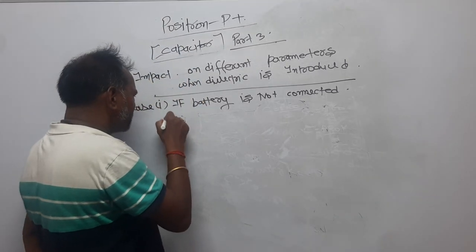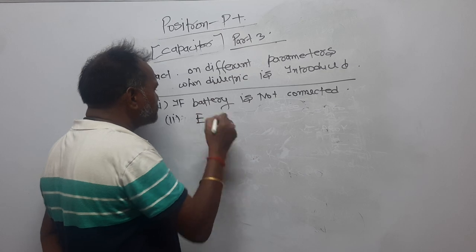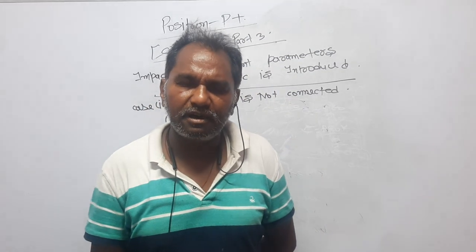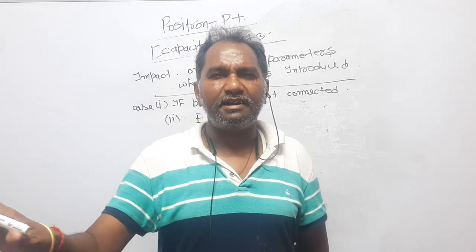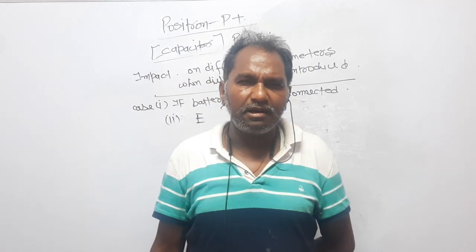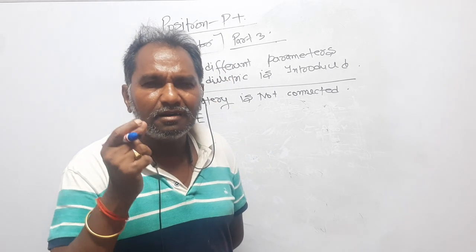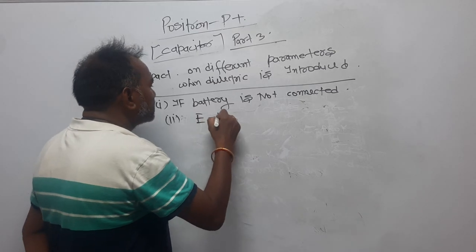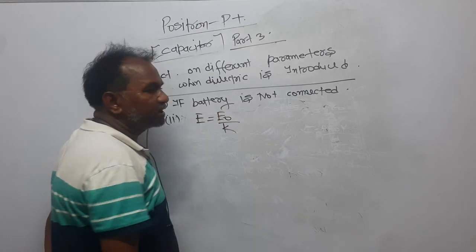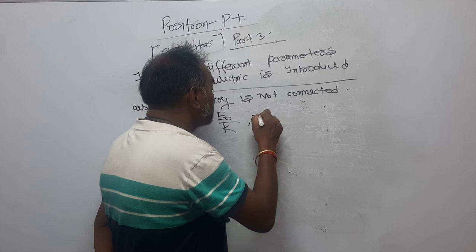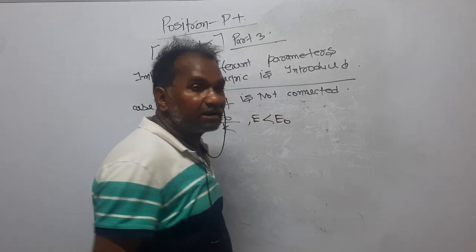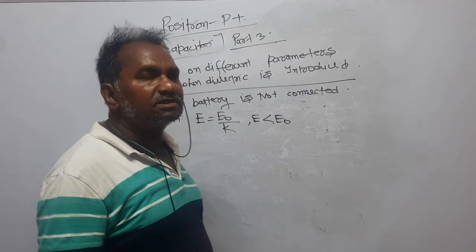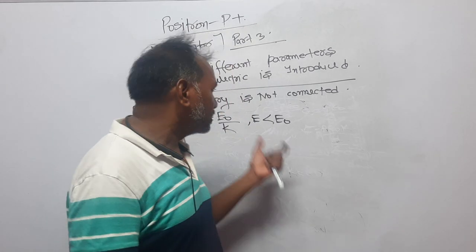Second, let's talk about what is the impact on the electric field if the dielectric is introduced between the plates of the capacitor, no battery is connected. Actually, by introducing the dielectric between the plates of the capacitor, the electric field is reduced and becomes 1 by K times. It means E becomes less than E naught. E naught is the electric field between the plates of the capacitor in the absence of dielectric, and E is the electric field in the presence of dielectric.